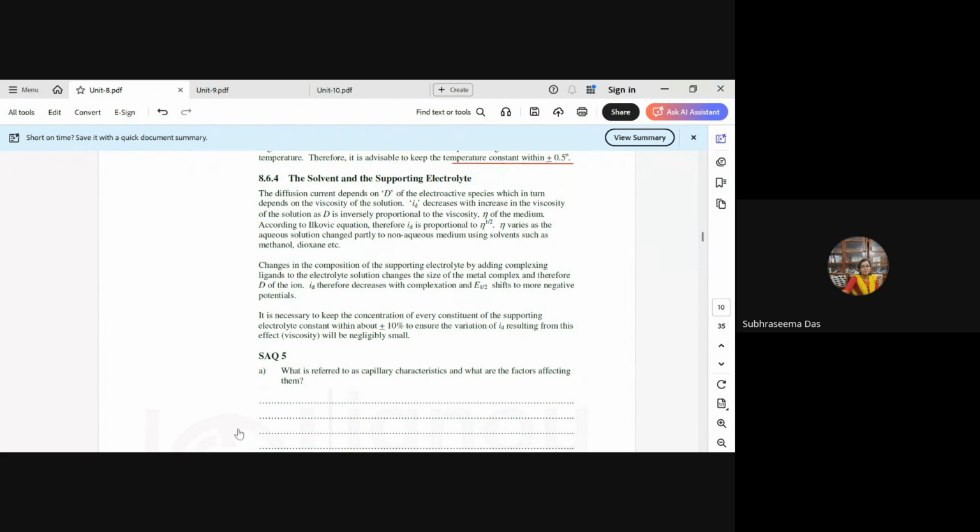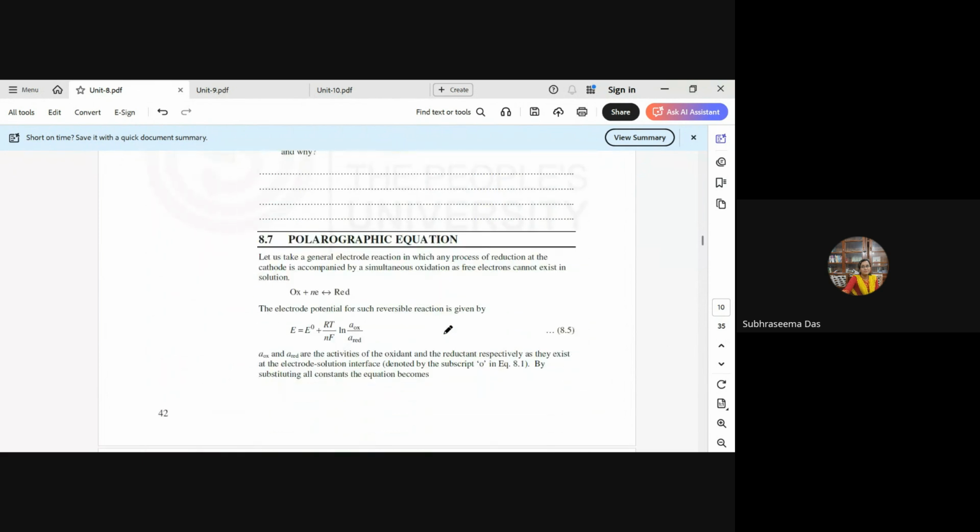So as we are discussing, changes in the composition of the supporting electrolyte by adding complexing ligands to the electrolyte solution also change the size of the metal complex, and therefore D of the ion. The ID decreases with complexation and the E half shifts to more negative potentials. It is therefore necessary to keep the concentration of every constituent of the supporting electrolyte constant within about plus minus 10% to ensure the variation of ID resulting from this effect will be very small. So this is all about the various factors that influence the ID.